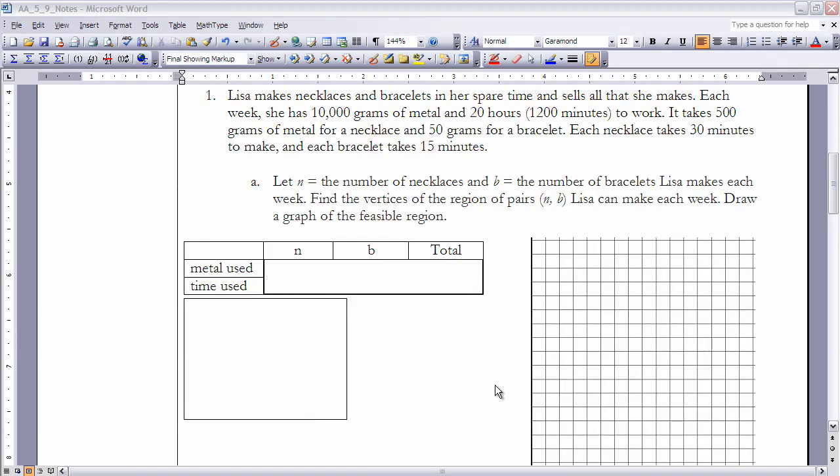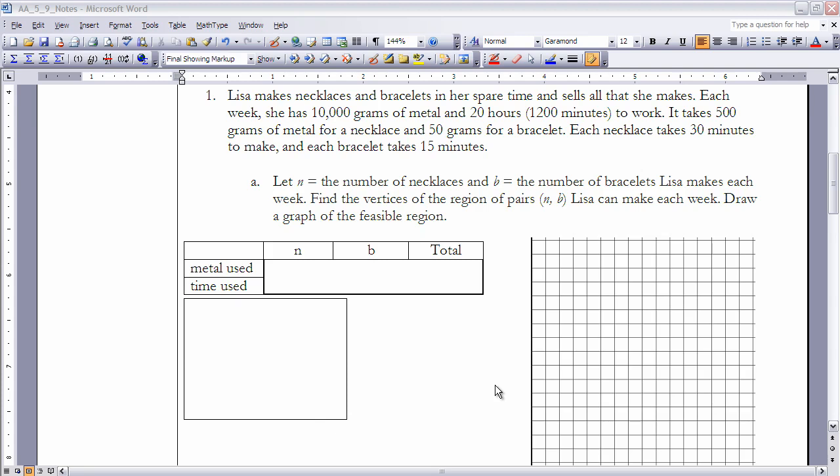Let's begin by looking at what the constraints are. What keeps us from just creating any number of necklaces and bracelets that we want? What's going to keep us in check? According to the information given, there are two main areas to worry about: we only have a limited amount of metal, only 10,000 grams, and we only have a limited amount of time to make these, which is 20 hours.